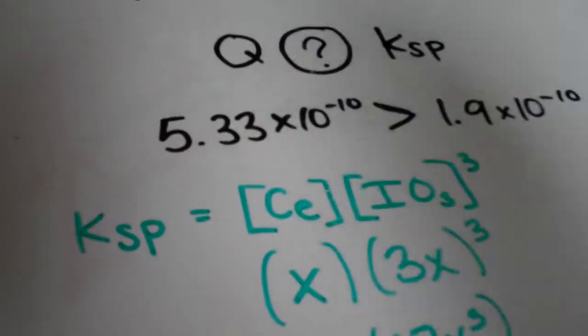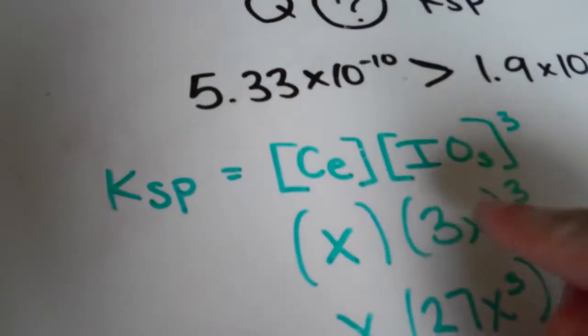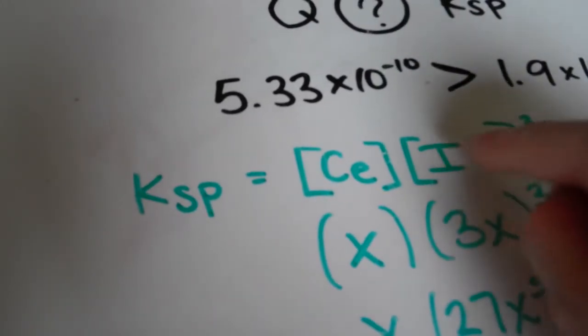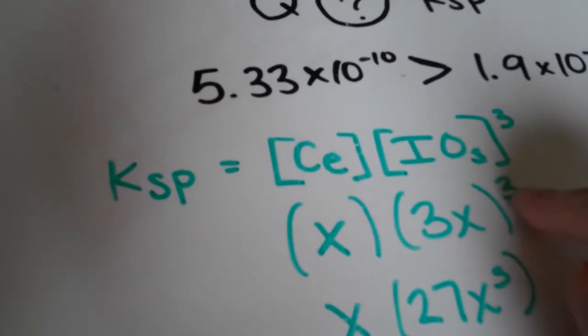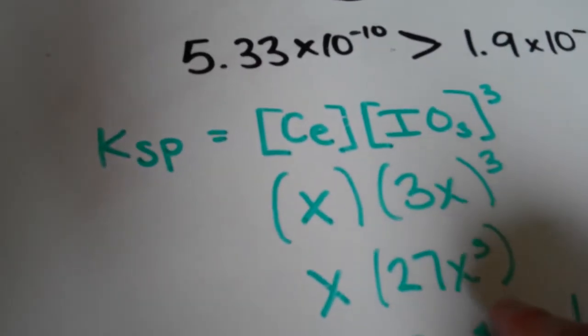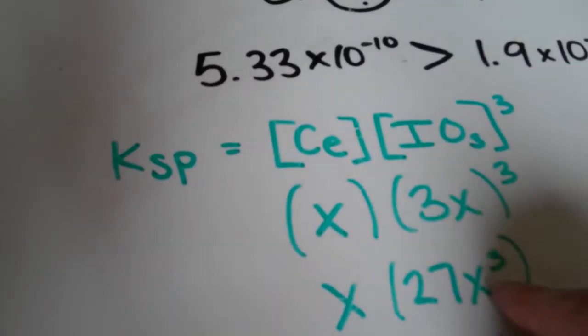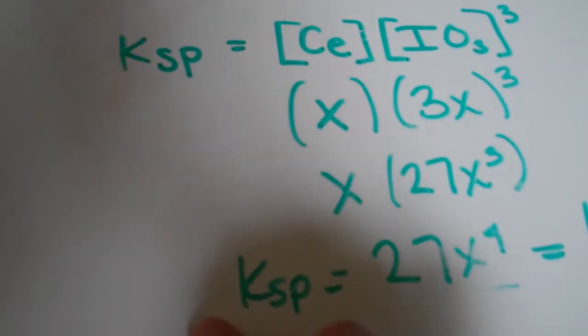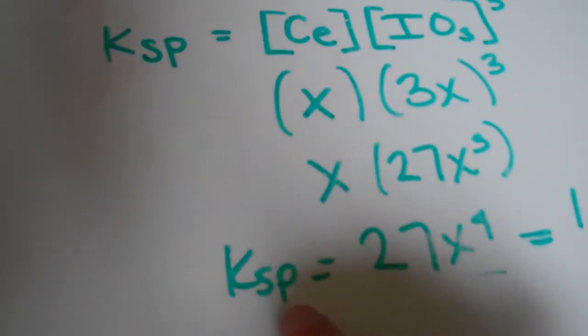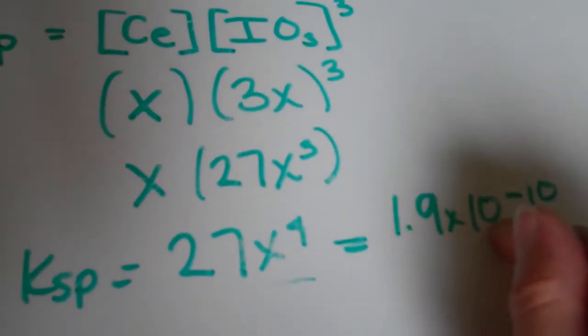So we're going to plug in X for Ce, and then since we have 3 IO3s, we're going to take 3X raised to the third power. When we do this, we get 27X cubed. And then we have 27X cubed times X, which gives us 27X to the fourth. This is going to equal our KSP. If we look again, our KSP equaled 1.9 times 10 to the negative 10th.